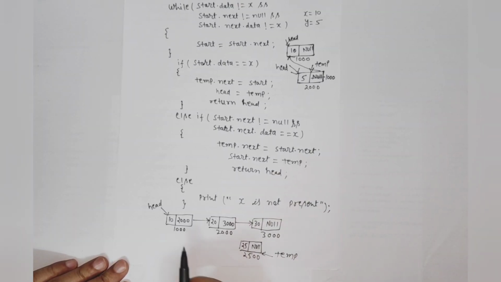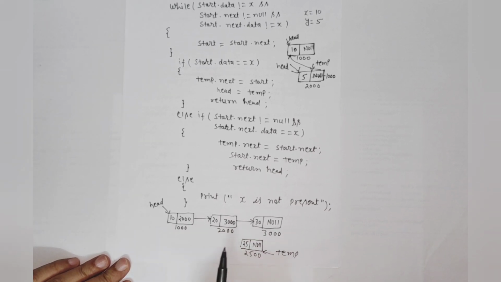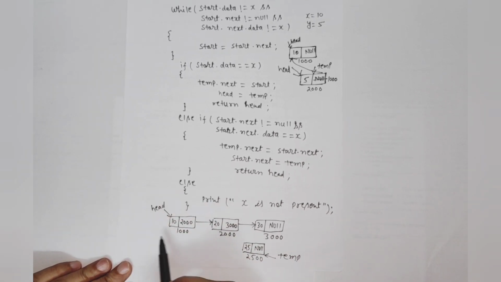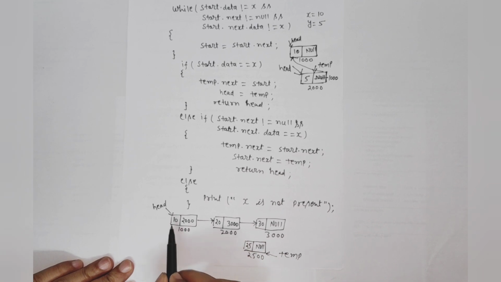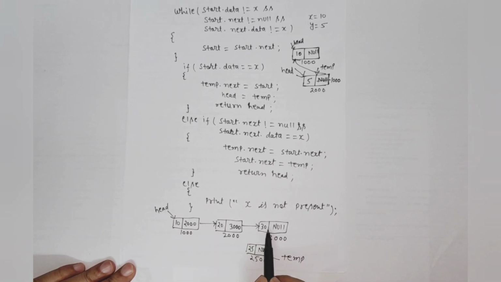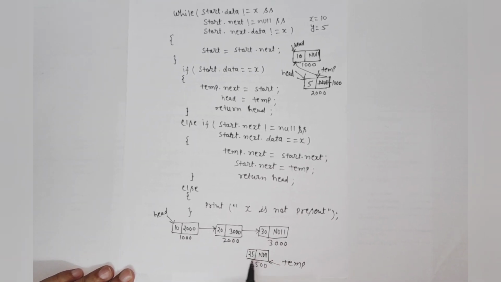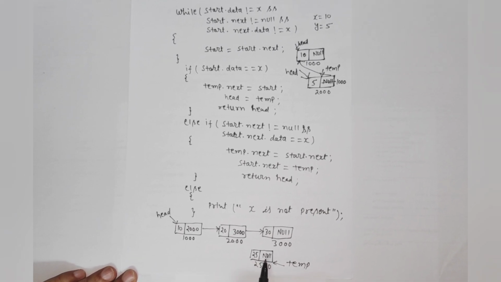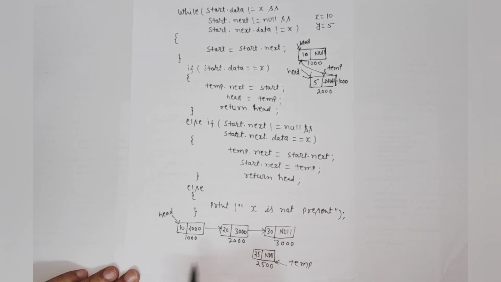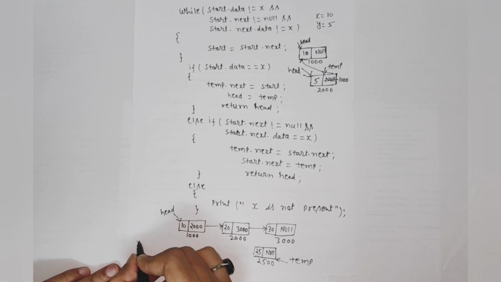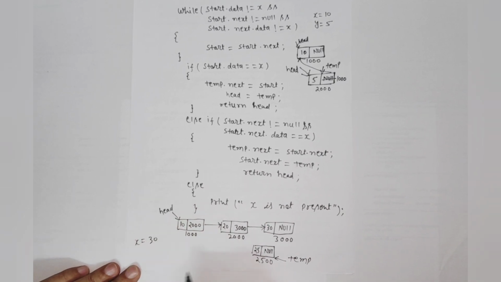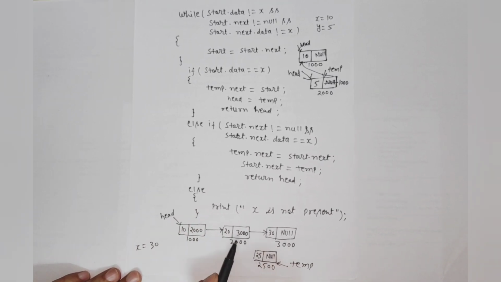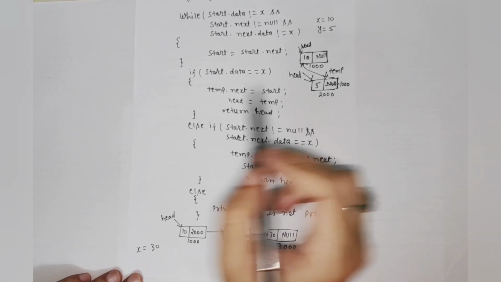Now let's see one more example which will give more clarity. Here I have created one linked list which contains 10, 20 and 30, and I have already created one temporary node with 25. So our x value in this case is 30. So we need to insert a node before 30. Now let's see how we can do this.